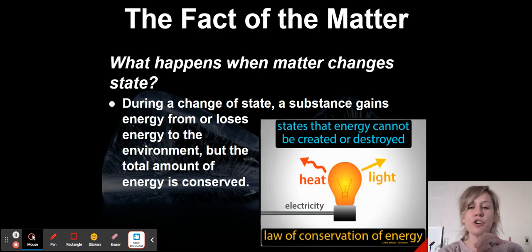During a change of state, a substance gains energy or loses energy to the environment. When we say gain or lose, we don't mean it's lost or gone forever, because the law of conservation of energy says that energy is never lost or created. It's just changed from one type to another. When we change state from solid to liquid to gas, we're adding energy, but the energy isn't just appearing, it's being pulled from the environment somewhere. The same goes for going from a gas to a liquid to a solid: it's losing that energy to the environment.